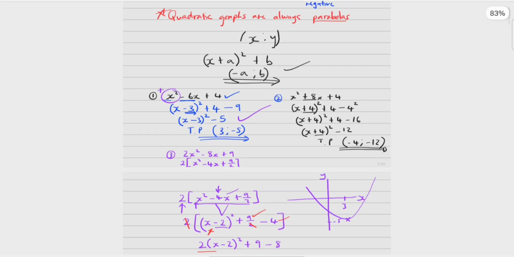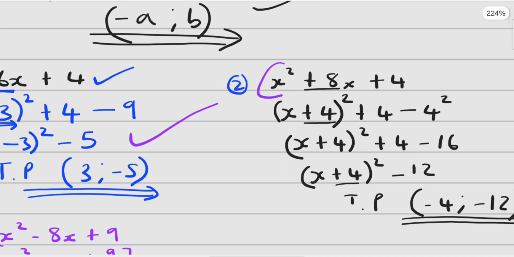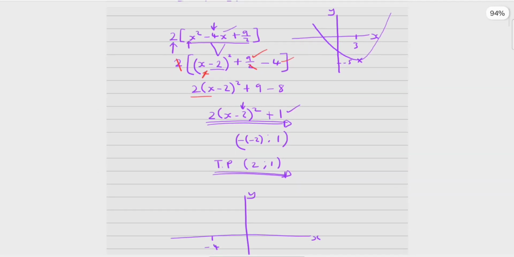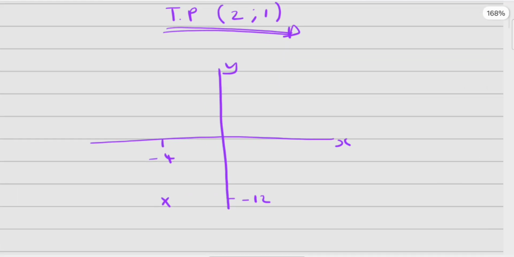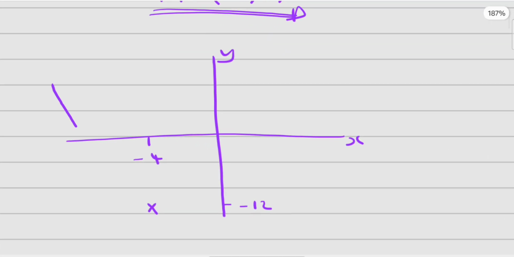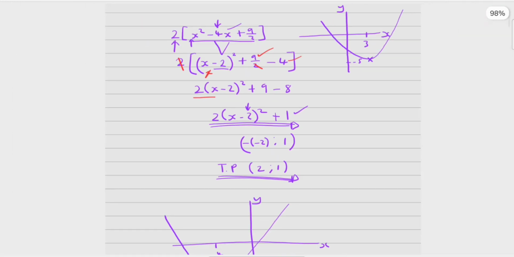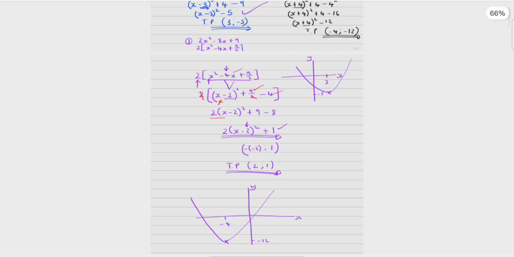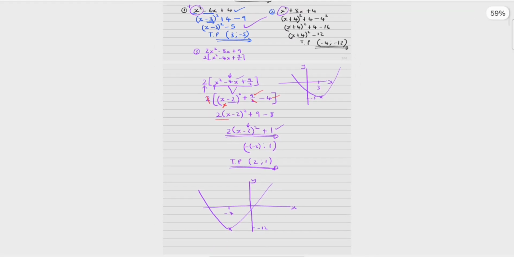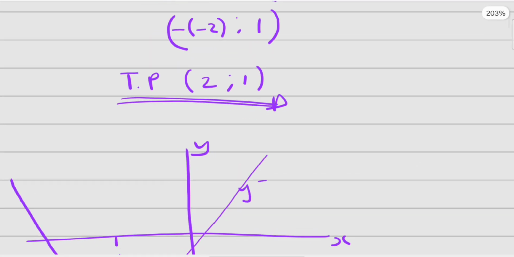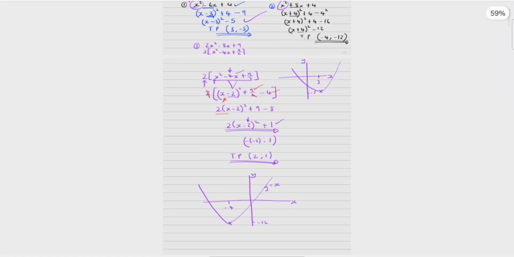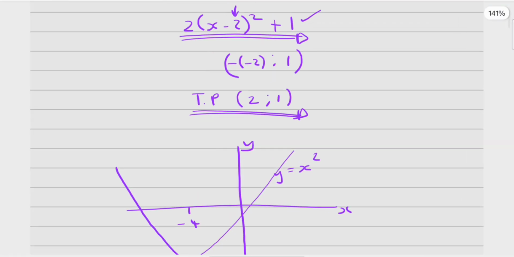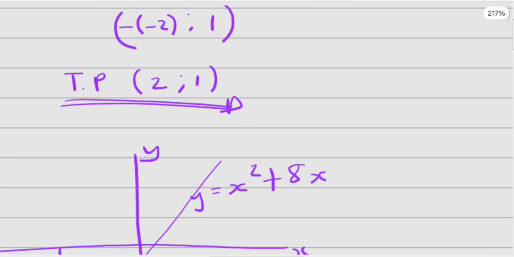Then we look at the coefficient of x squared. It's positive again, so it's facing up, right? So it'll be like this, right? Then we write the equation. So this will be y equals that. So we just write y equals x squared plus 8x plus 4.